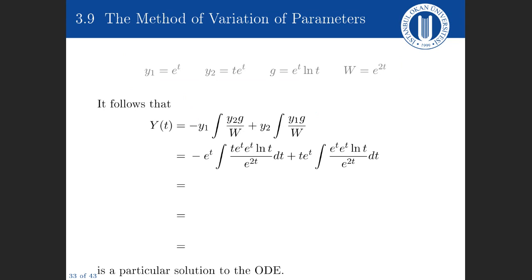Substitute these in, and a lot of these terms are going to cancel. e to the power t, e to the power t will cancel with e to the power 2t, and again, e to the power t, e to the power t will cancel with e to the power 2t. So we're left with minus e to the power t, integral of t ln t, plus t e to the power t, integral of ln t.